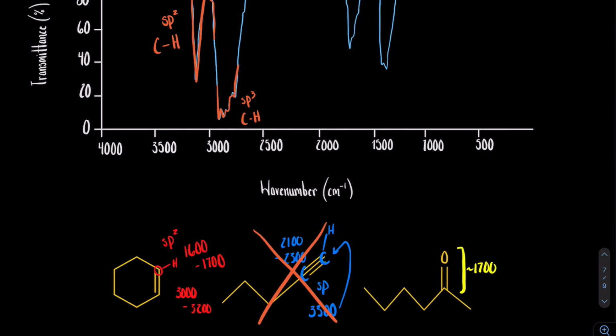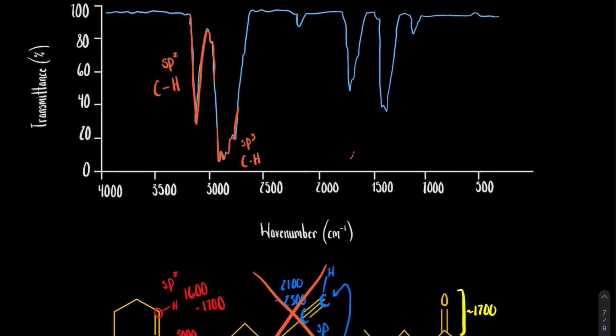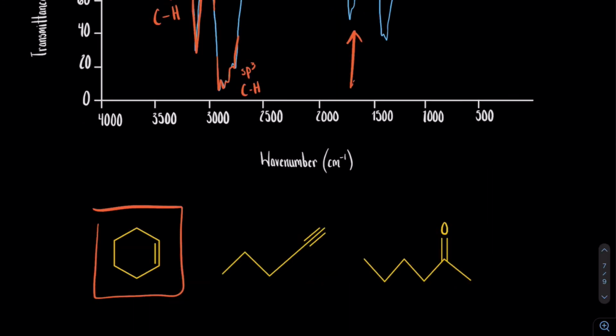Now the ketone, we do see that we have a peak somewhere near 1700. However, if this was the option, it would not have this crucial sp2 hybridized peak there because there are no double bonds between carbon atoms. So we know the answer is the cyclohexene.